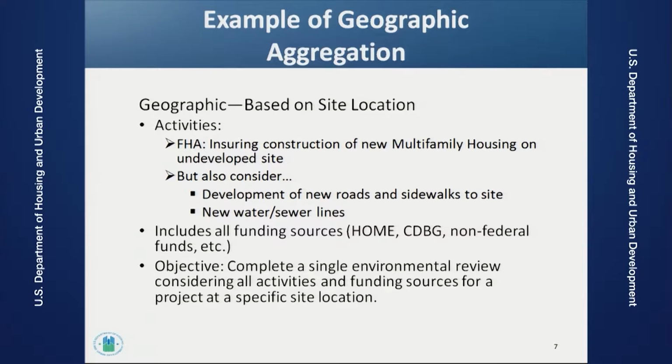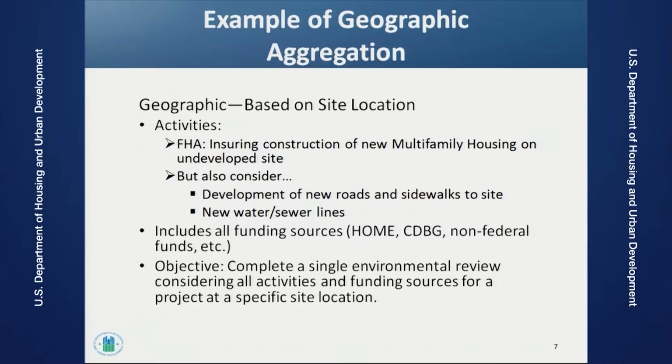So just to give an example, if you're looking at a new multifamily housing development on an undeveloped site, you might see the project as just constructing housing. But you should also be thinking about all of the other things that go into that development, like the infrastructure. Whether all these aspects are funded by community development block grants or by HOME, PIH capital funds, non-federal funds altogether, they're all part of this aggregated project description.